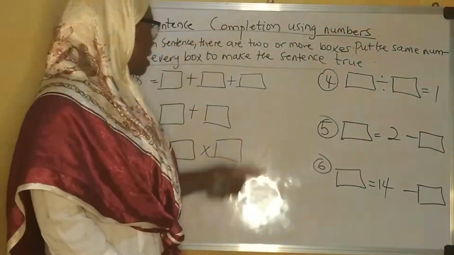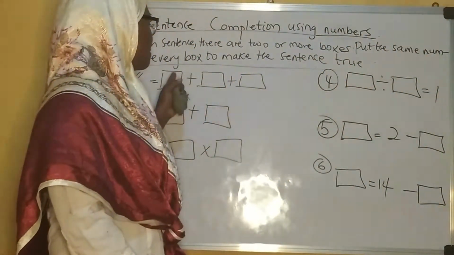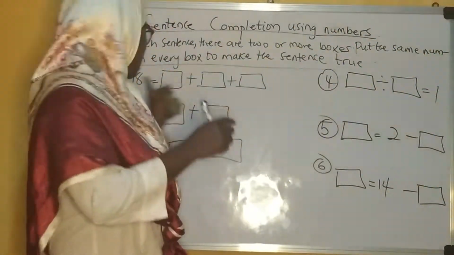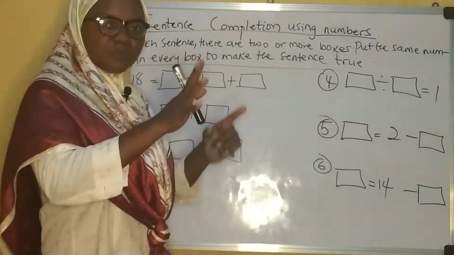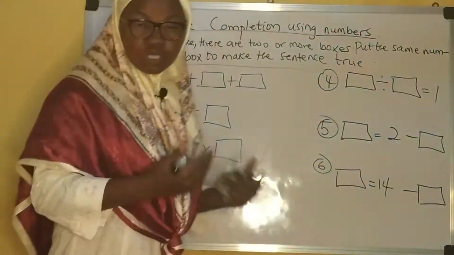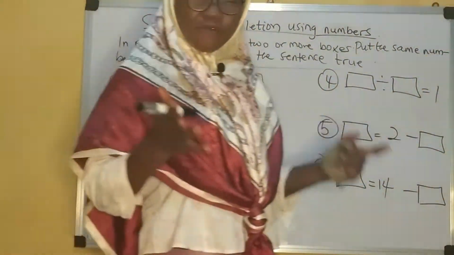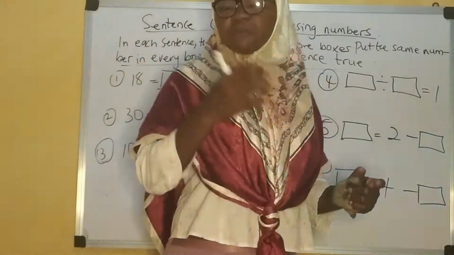Now the fact that if I put any number here does not mean that I have to put the same thing here. No. Each line, number one, you treat number one separately, you treat number two separately. Does that make sense?